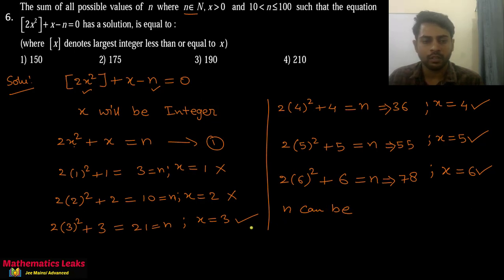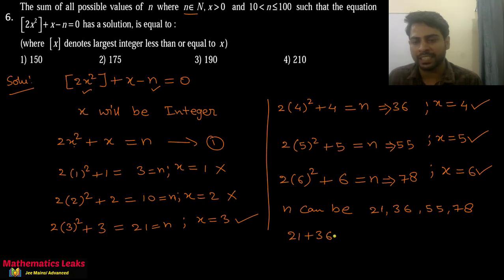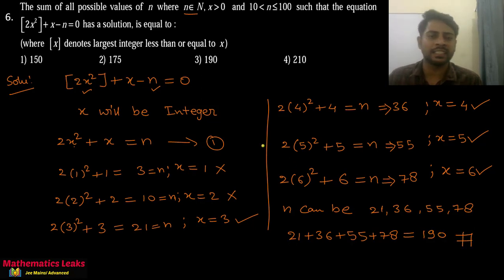n can be, we can write down 21, 36, 55 and 78, right? So the sum of all these possible values, if they are asking, we can do here 21 plus 36 plus 55 plus 78. So on calculation of this, we will get 190. So 190 is the answer for this question. So option number 3 is correct.